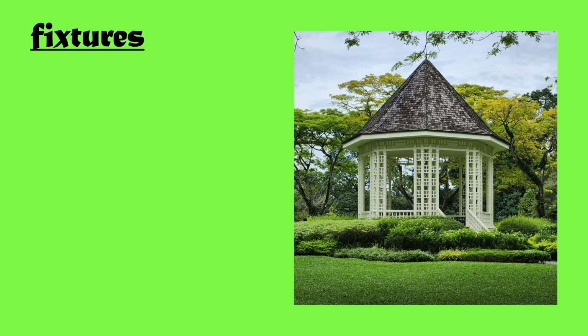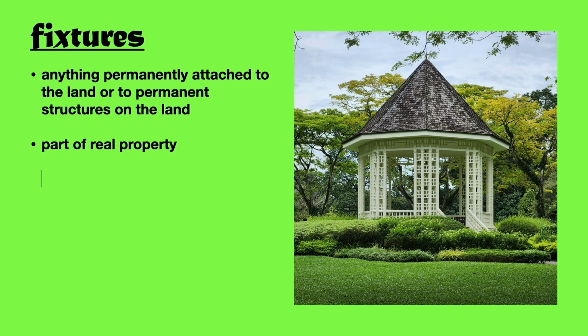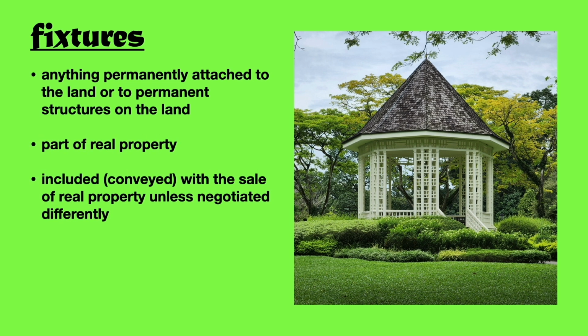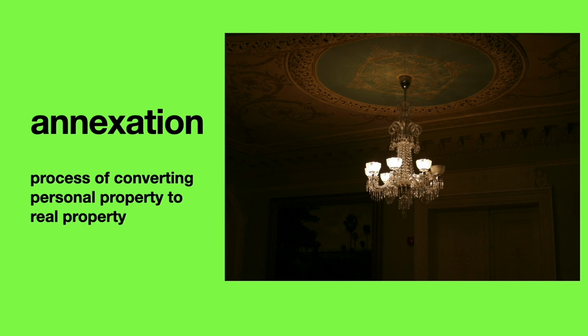Okay, back to it. Fixture. Anything permanently attached to the land or to permanent structures on the land. Fixtures are part of real property and are conveyed with the sale of the property unless the parties negotiate differently. Fixtures that are removed from the improvement before an agreement of sale becomes personal property again through the process of severance. Annexation. This is the process of converting personal property to real property.